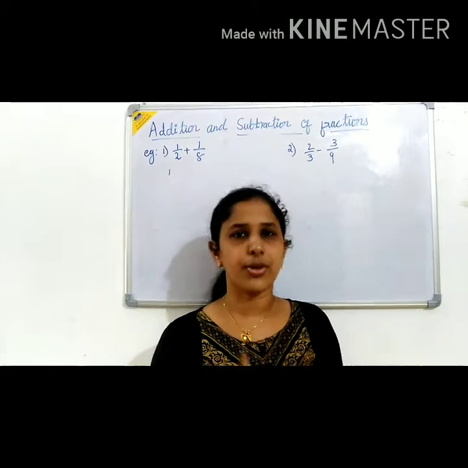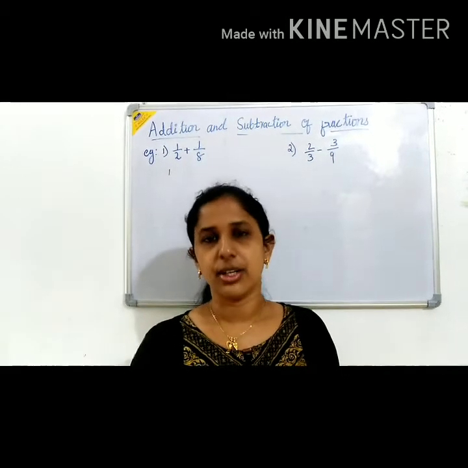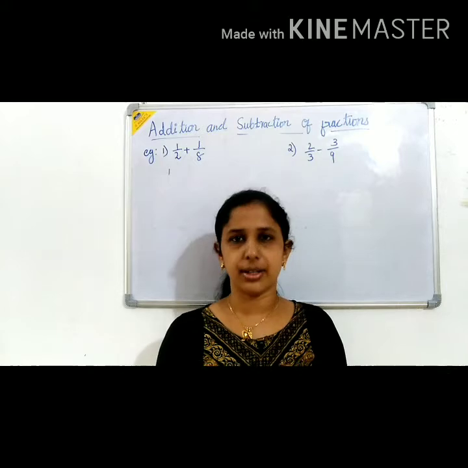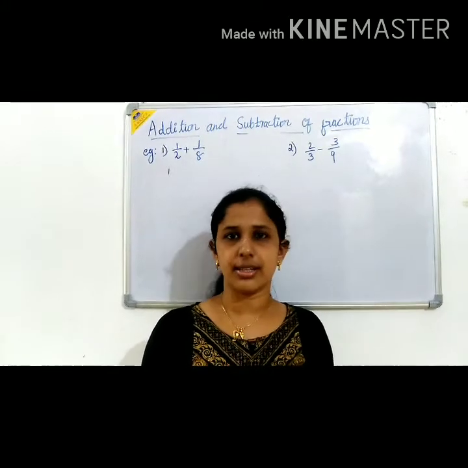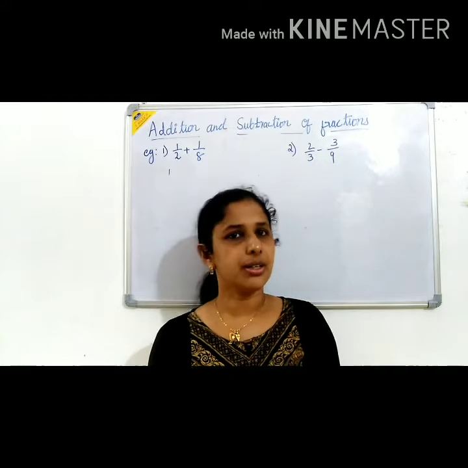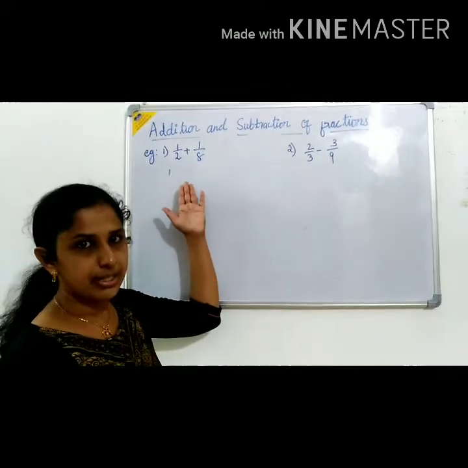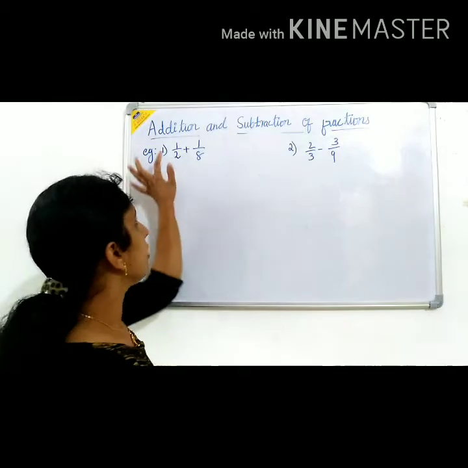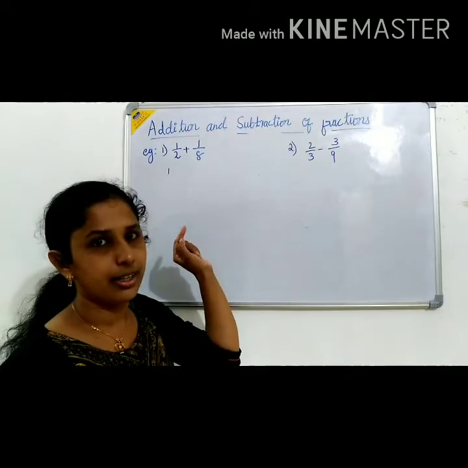Now we can see rule number 2. If the denominators are different, you have to find the LCM of the denominators and make the denominators equal to that LCM. Then we can do addition or subtraction. Here, the denominators are different. See in the first example, 1 by 2 plus 1 by 8. 2 and 8 are the denominators.